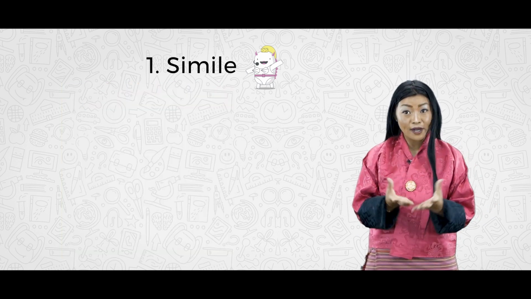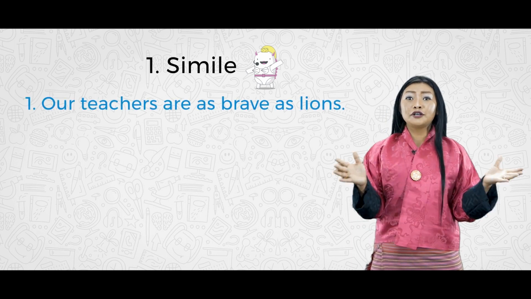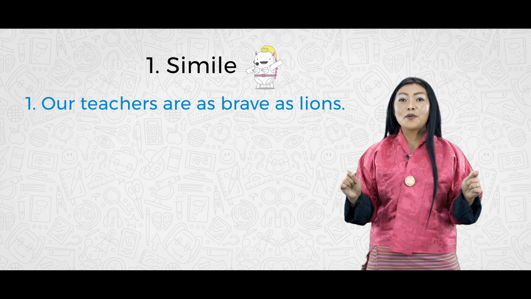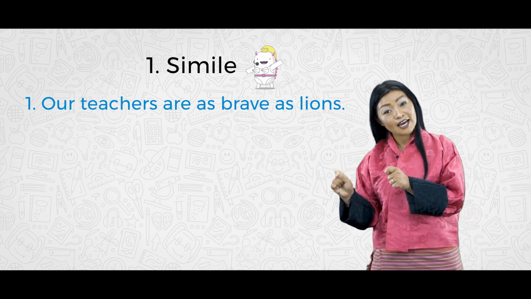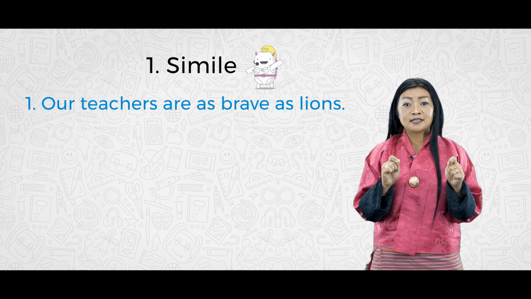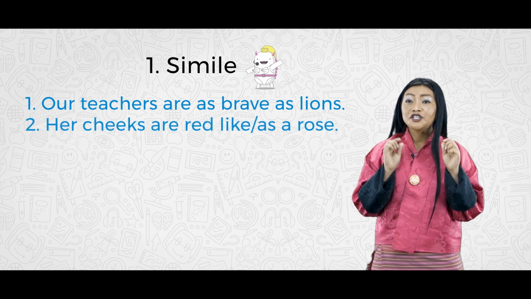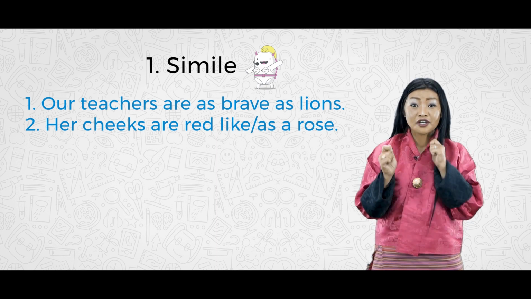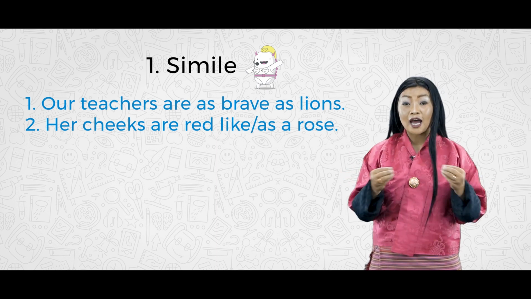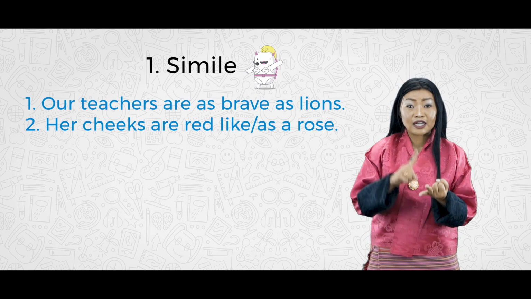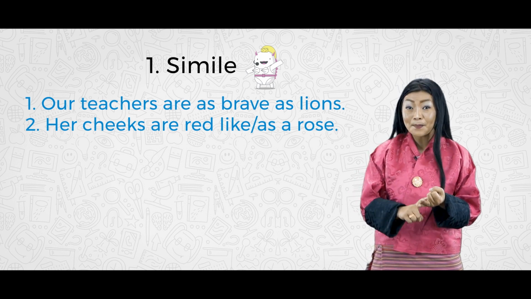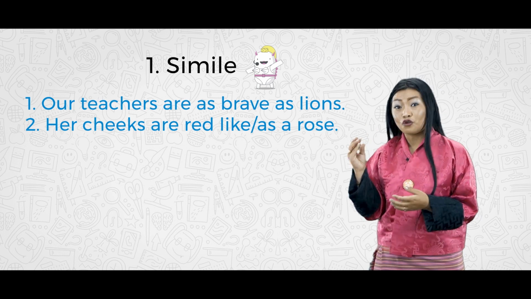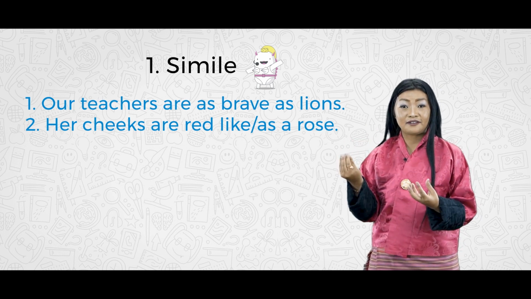Let me share more examples. Our teachers are as brave as a lion. A comparison between teacher and the lion using as. Her cheeks are red as a rose. Her cheeks are red like a rose. I can use as here, I can use like here, because I am comparing her cheeks with the rose, which is red in color.